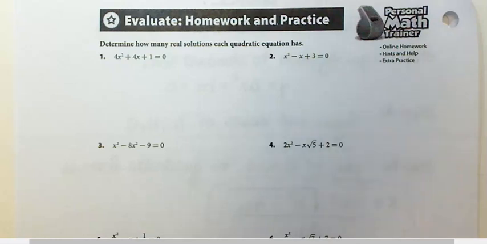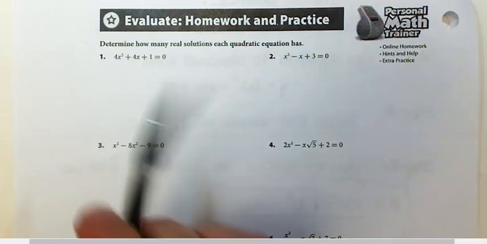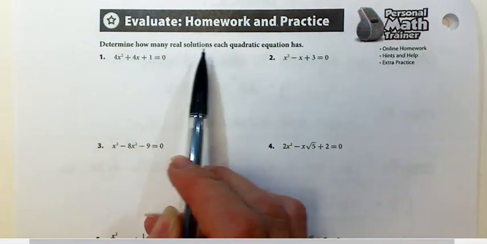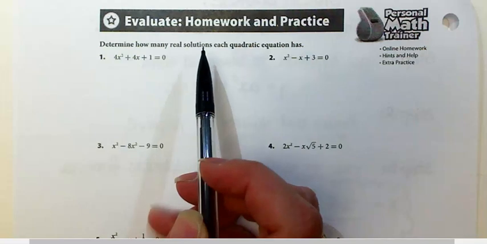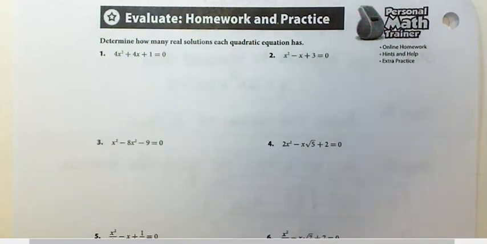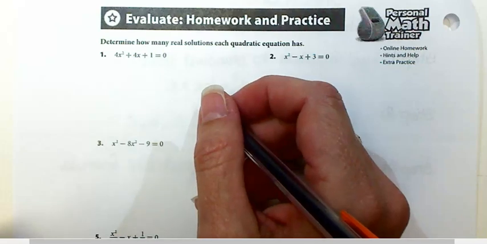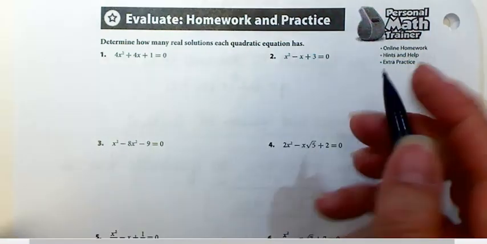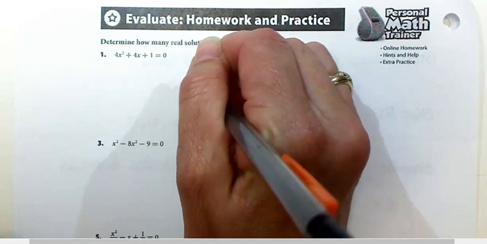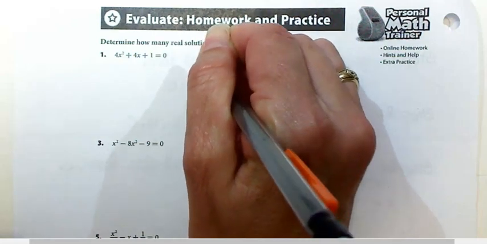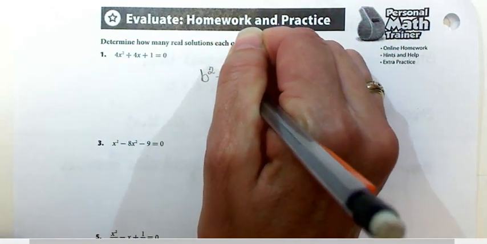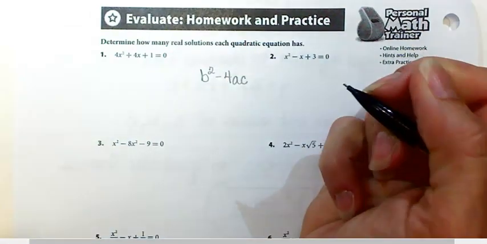I'm on page 973, and what we're going to do is determine how many real solutions each quadratic equation has. In order to figure out whether it has one solution, two solutions, or no solutions, we are going to use that discriminant, which is b squared minus 4ac.